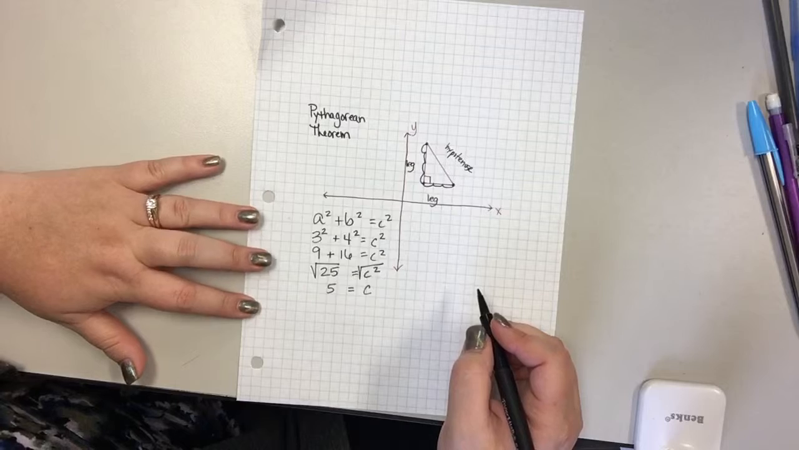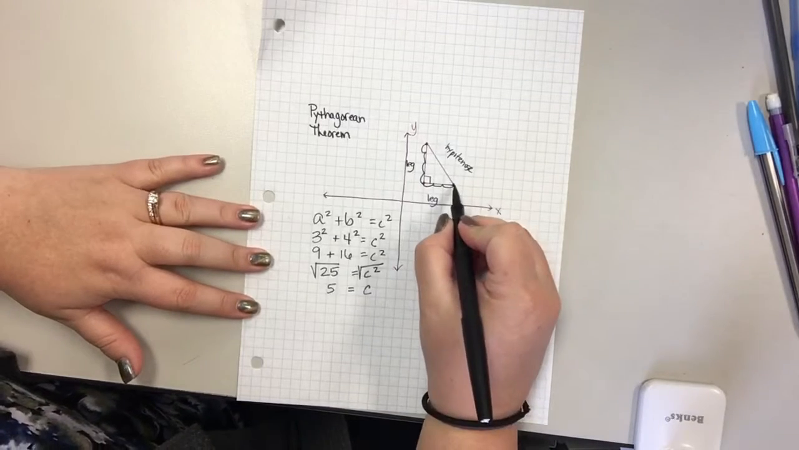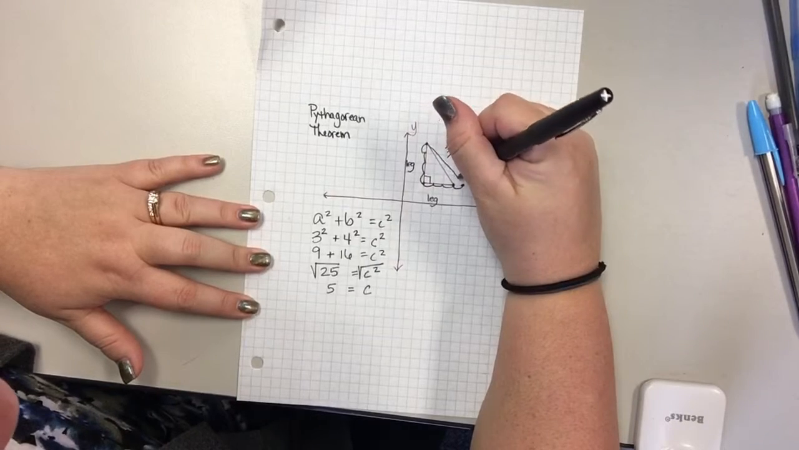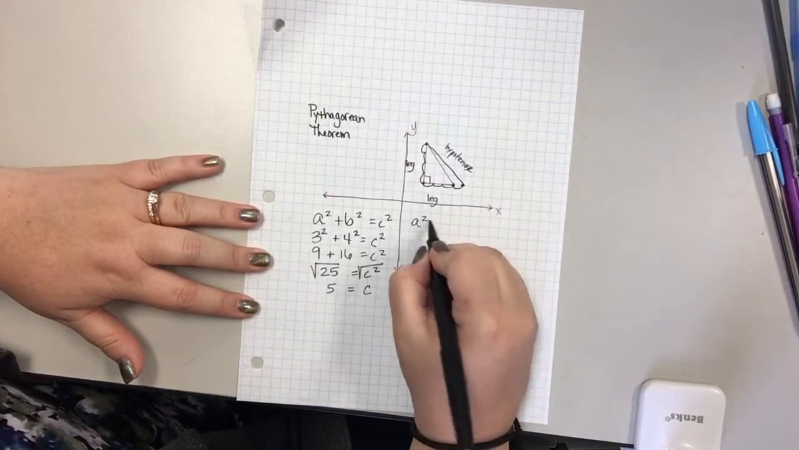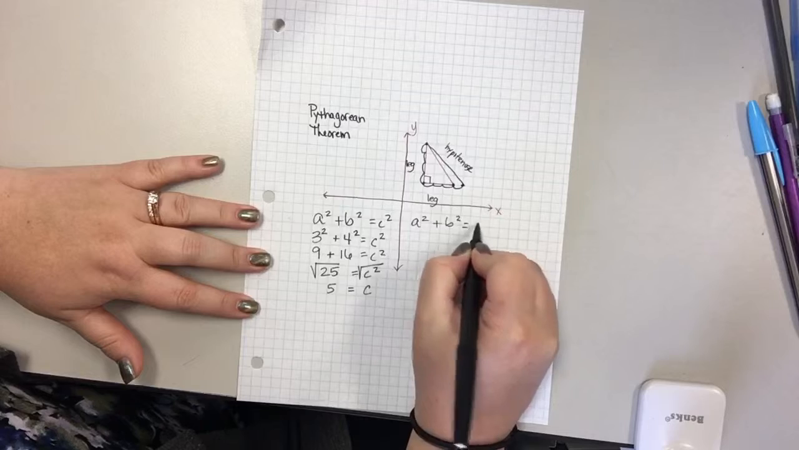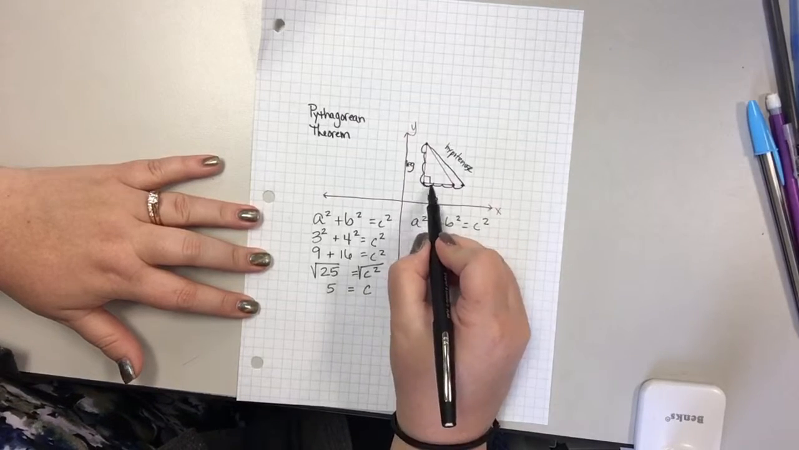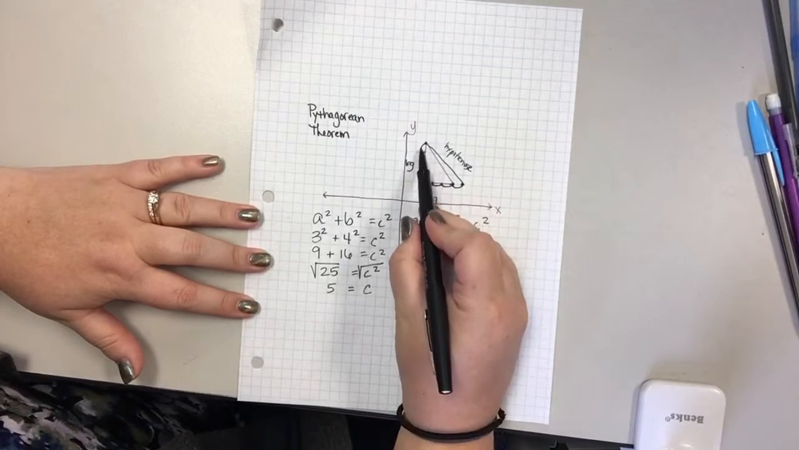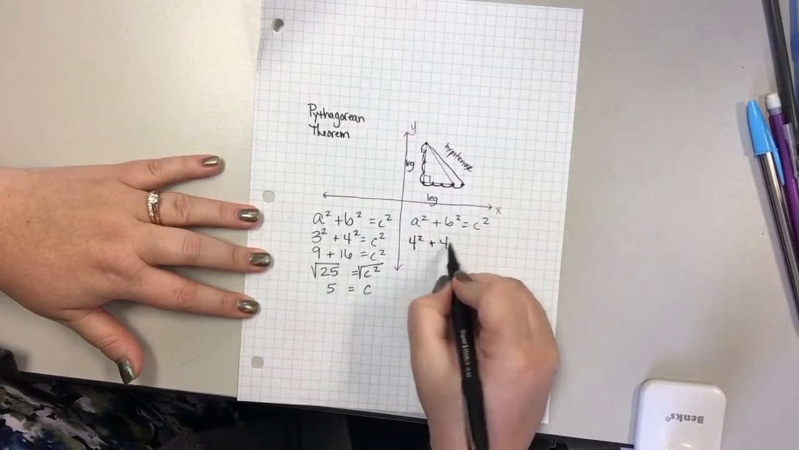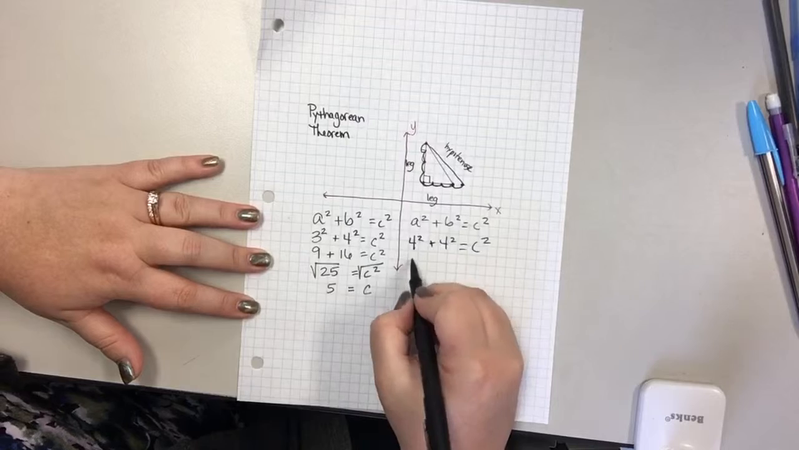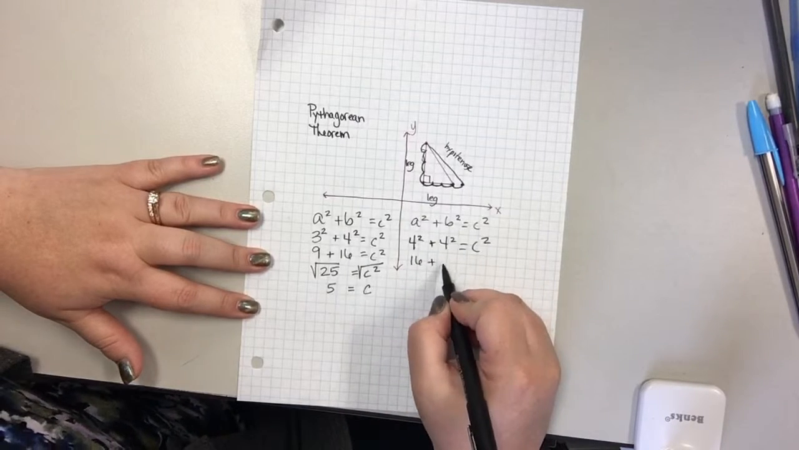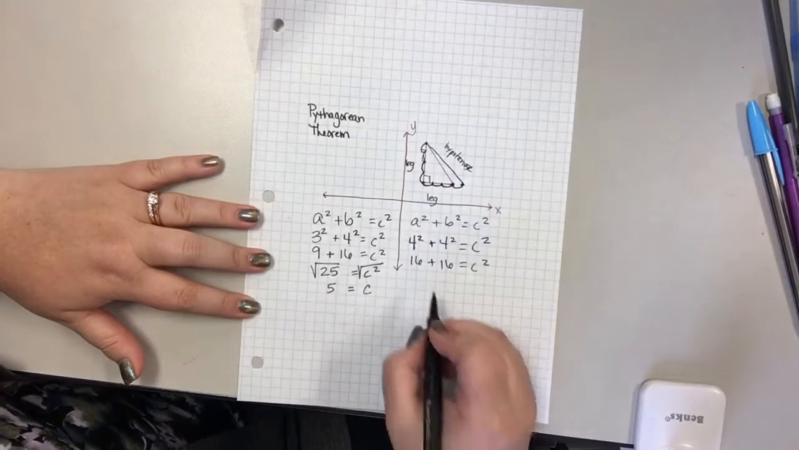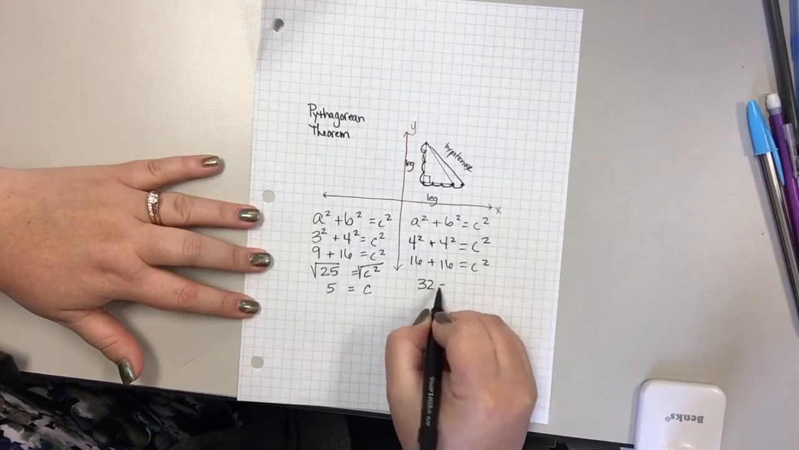I'll do another example. Let's say that I made this leg right here 1 dot longer. That would change my line. I would have a squared plus b squared equals c squared. So this distance is now 1, 2, 3, 4 squared plus, this distance did not change, it is still 4 squared equals c squared. 4 squared is 16 plus another 4 squared is 16 equals c squared. 16 plus 16 is 32 equals c squared.